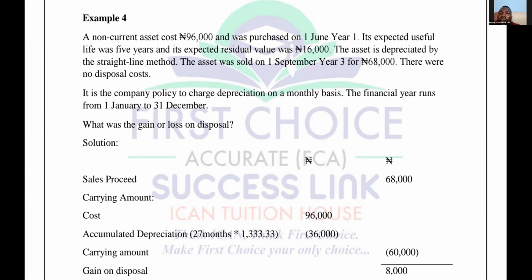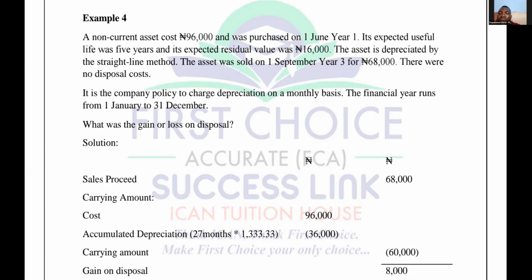Now, for us to get the total accumulated depreciation, we look at how many total months we have used the asset, that we are in custody of the asset, and the asset is in custody of us. That gives us 27 months. So 27 months times the depreciation per month will give us 36,000. That is what we call the accumulated depreciation. So 96,000 minus 36,000 will give us 60,000. So the carrying amount is 60,000. That's the worth of the asset in our record at the point of disposal, which is 60,000.